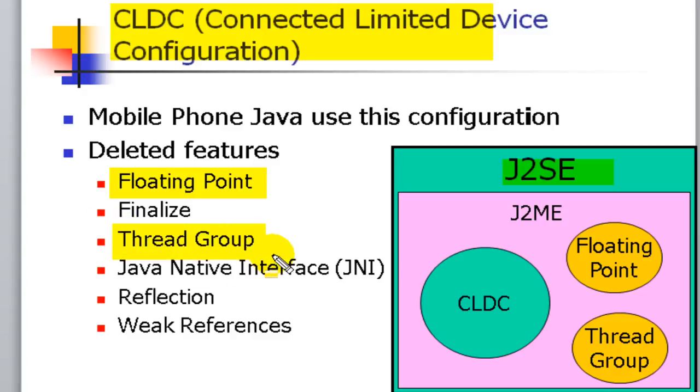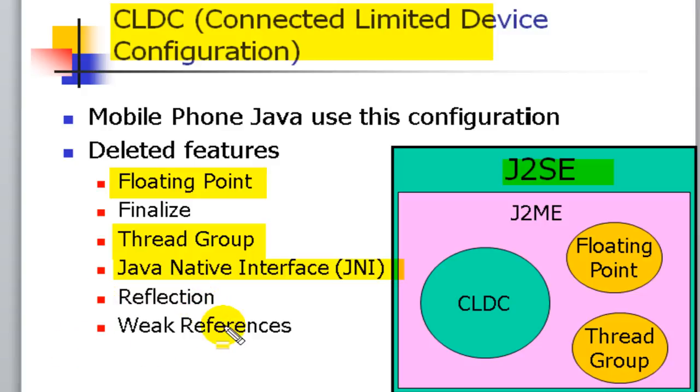You don't have thread groups here, so it doesn't support thread groups. Thread operations, such as starting and stopping a thread, can be applied to individual thread objects only, not to the group. Also, the Java Native Interface, JNI, is not supported by the KVM, but it is supported by the Java virtual machine.